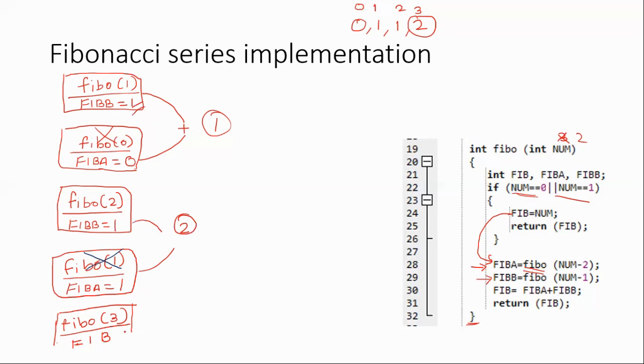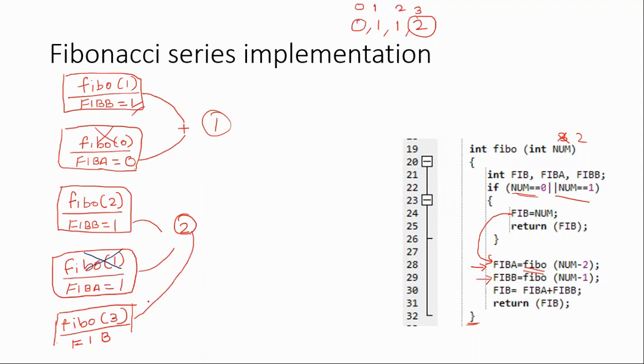Okay. So finally, the last one is fib_a and fib_b. In this condition, by adding fib_b and fib_a together, it gives the value 2. Then this value will be returned to the main program.